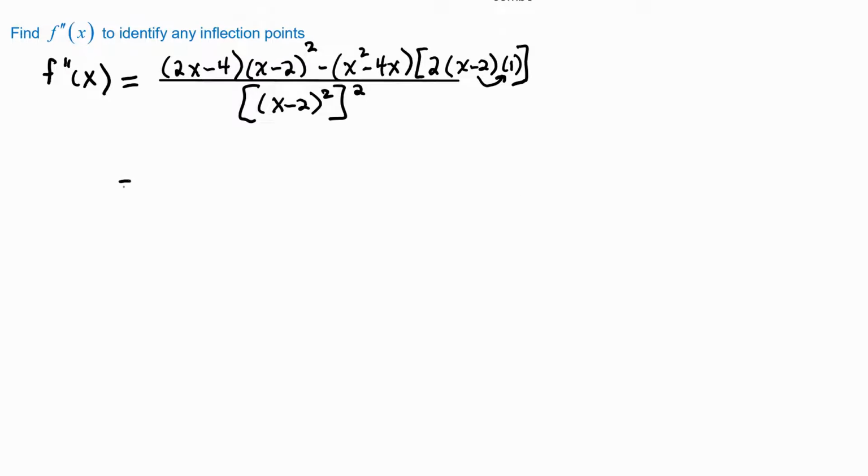Continuing to simplify, we see the denominator is going to be x minus 2 to the 4th power. Now, looking at the numerator, there's a lot we would have to multiply out, but notice that we have an x minus 2 squared here, and we have an x minus 2 here. Let's go ahead and factor that out right now.